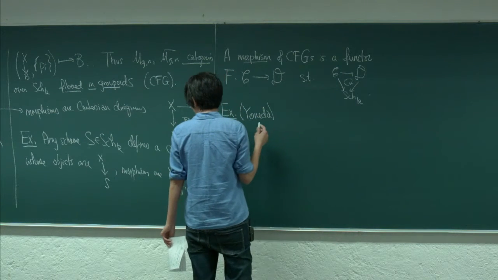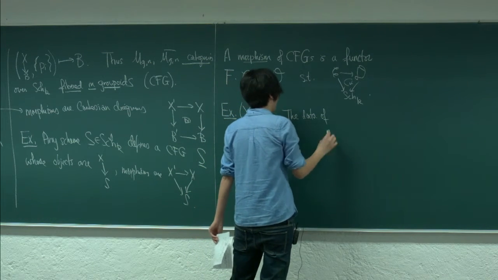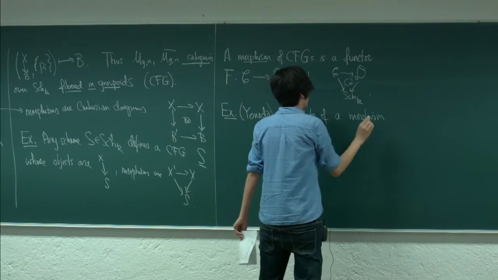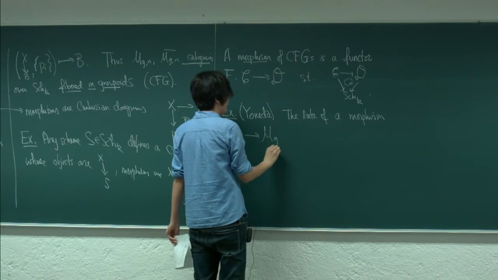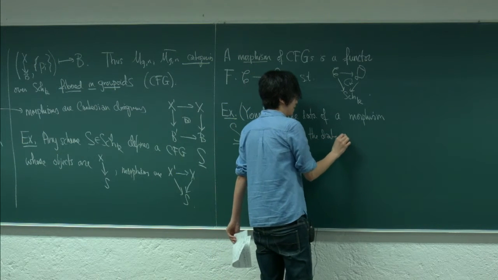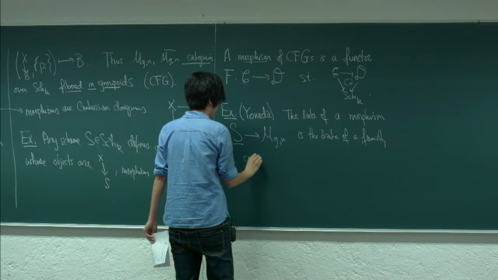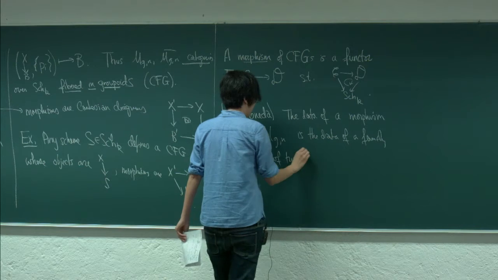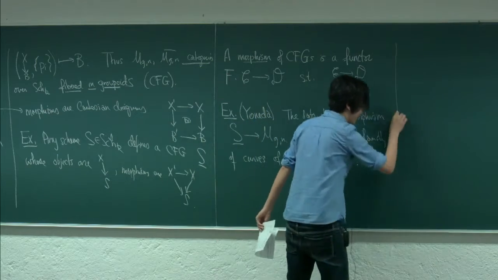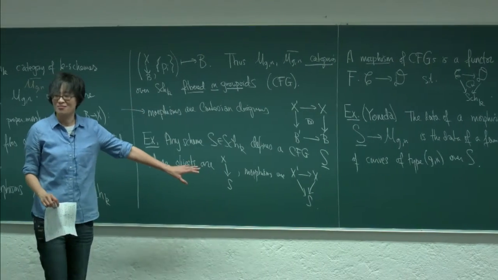So the exercise is to make this precise and prove it, that the data of a morphism from S underline to MGN, or similarly MGN bar, is the data of a family of curves of type GN over S. Okay, and you've probably done this already, maybe in some slightly different language, if not this exact check. Okay, so that's the way in which we're treating MGN and MGN bar.